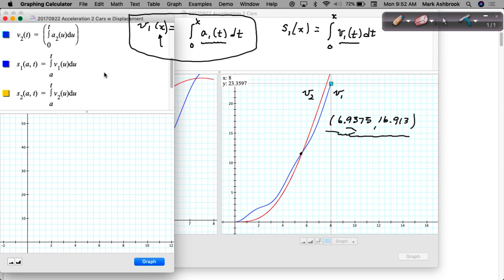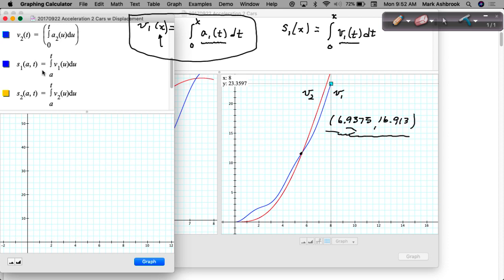Okay, and then what should I do to find out? So she's suggesting figuring out what the distance traveled by the car is at 8 seconds. How can I do that? How can I find the distance traveled by the car at 8 seconds? Yes, sir. Okay, I could graph it. Yep, I could graph it. And what else could I do? He wants S1 of 8. Will that do it? Yeah, right.